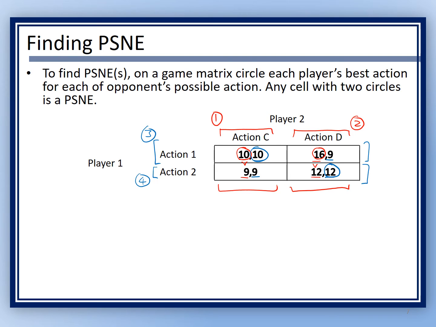Now, what you have here is that player 1 always chooses action 1, while player 2 might choose C or D depending on what player 1 does. Nash equilibrium would be represented by the cell with circles all around its numbers. In this case, there's only 1. Here.